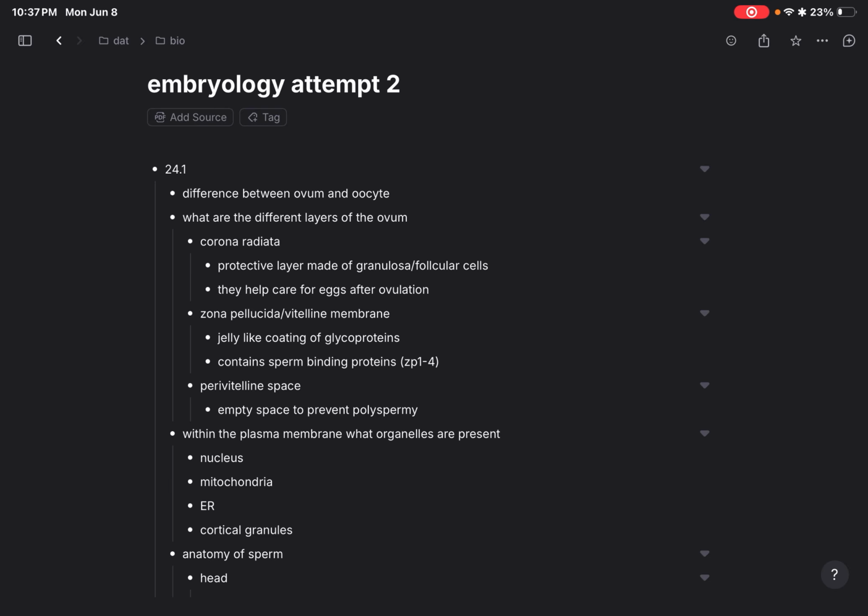So anyways, the difference between an ovum and an oocyte. So ovum is after, what's that thing called, ovulation, and then oocyte is within the ovary.